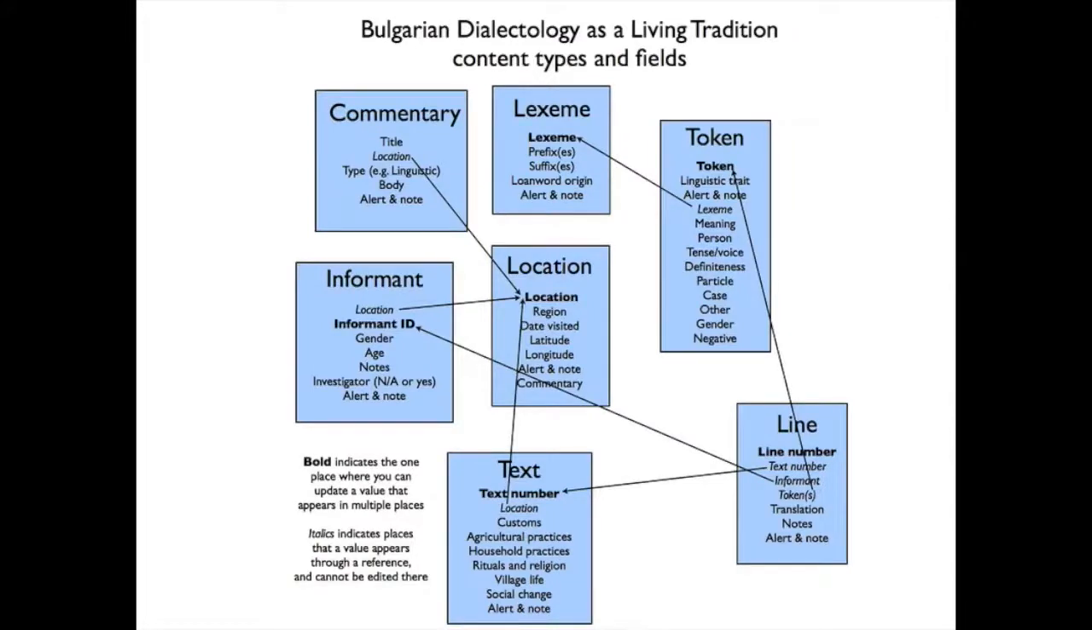And in terms of content types, this is what it looks like. So we had a token content type, a line content type, a text, a location, a lexeme, commentary, and an informant. And these arrows are places where there's a field that points to a different content type. So within this line, there are multiple tokens, and this is a pointer to the token content type, where different words or tokens are put into the database. So this is an example of what a finished site can look like, structurally behind the scenes.